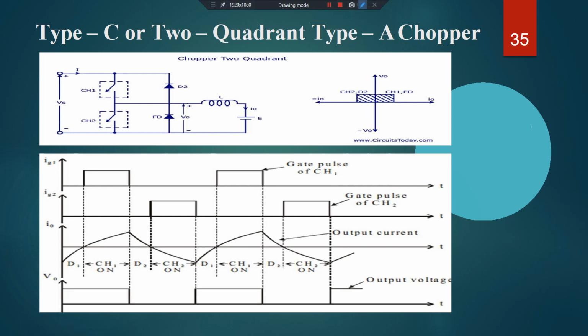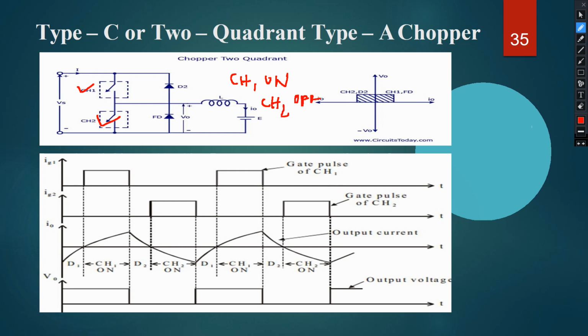This is known as type C chopper. It has two switches, CH1 and CH2. Initially CH1 is on and CH2 is off. I will keep CH2 off constantly in the entire duration and I will operate CH1. That means I will make it on for some time and off for some time. So you forget the CH2.